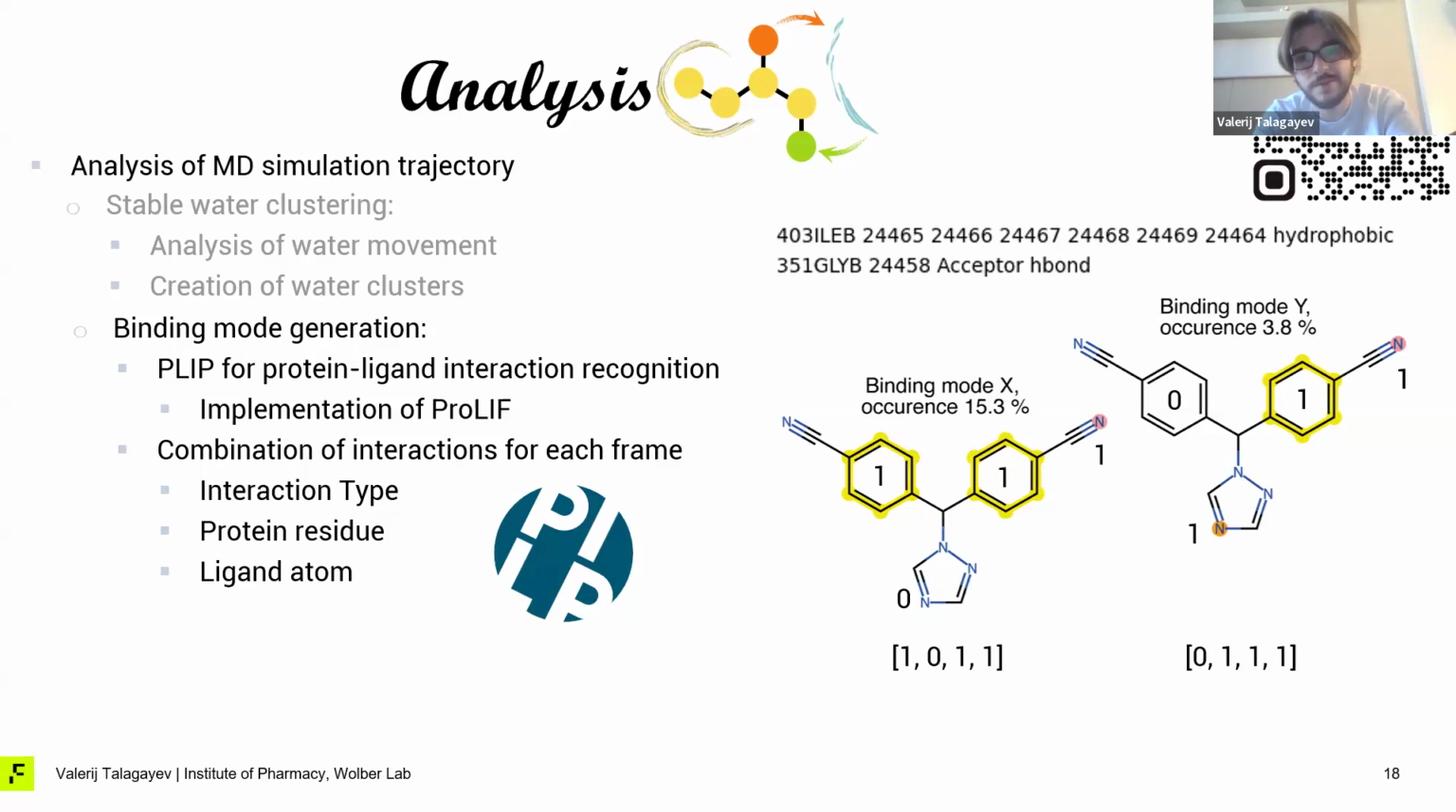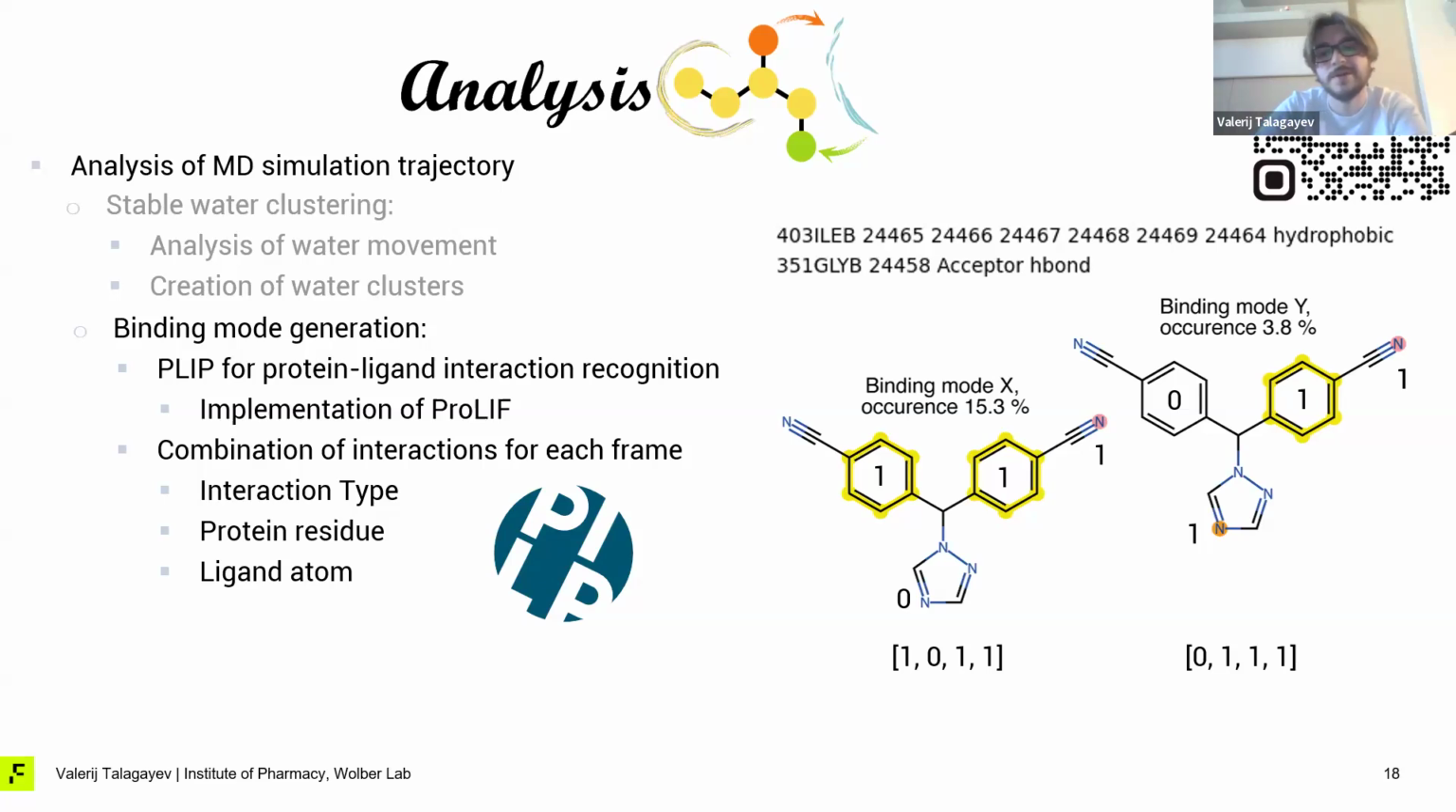So you can see on the upper right part, for example, one example would be that isoleucine 403 does a hydrophobic interaction with these atoms of the ligand. Or for example, we have glycine 351. It acts as a hydrogen bond donor towards the ligand atom 24458, where the ligand is the hydrogen bond acceptor and the glycine is the hydrogen bond donor. And with these combinations, we can create these fingerprints that you can see down below, with an interaction being present being 1, and if it's not present, it being a 0.